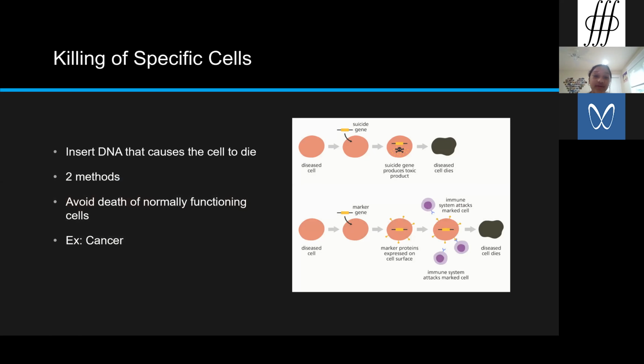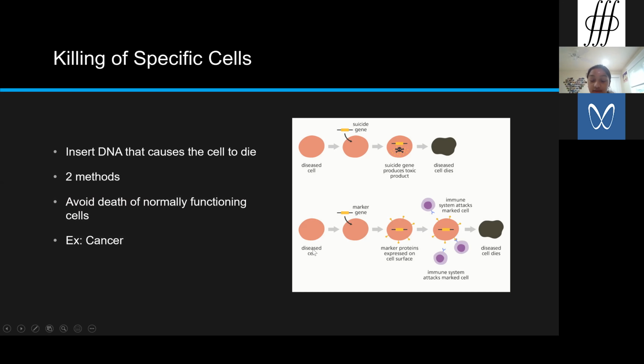Okay, and there's also killing of specific cells. So here, basically you would insert DNA into a diseased cell that causes the cell to die. And really there's two methods of causing the cell to die. There is introducing a suicide gene that produces a toxic product which will kill the cell. So the suicide gene produces a toxic product, and then the diseased cell will die. And then you could also cause the expression of a protein that marks the cell so that the diseased cells are attacked by the body's natural immune system.